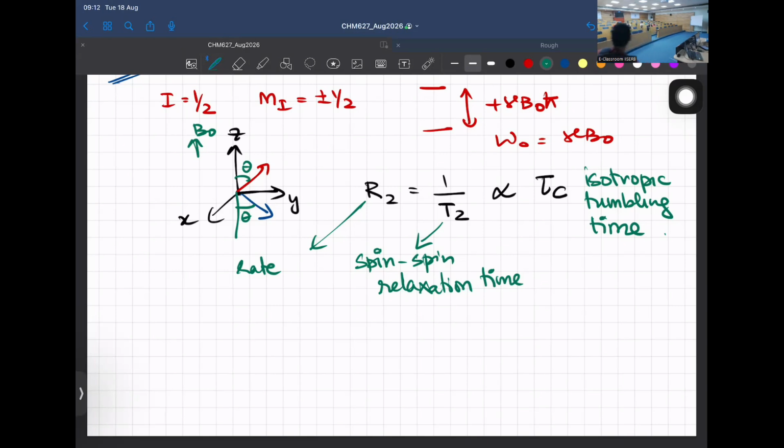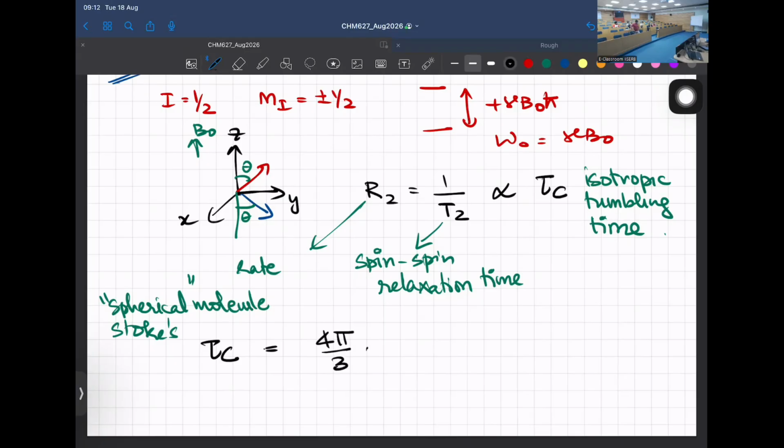Okay, so now in turn, what does tau C depend upon? If you assume your molecule is spherical, just for the sake of simplicity, and apply the Stokes law of diffusion, tau C will work out to be something like 4 pi over 3 times eta W RH the whole cube, over kBT. Let's take each one of them in a moment.